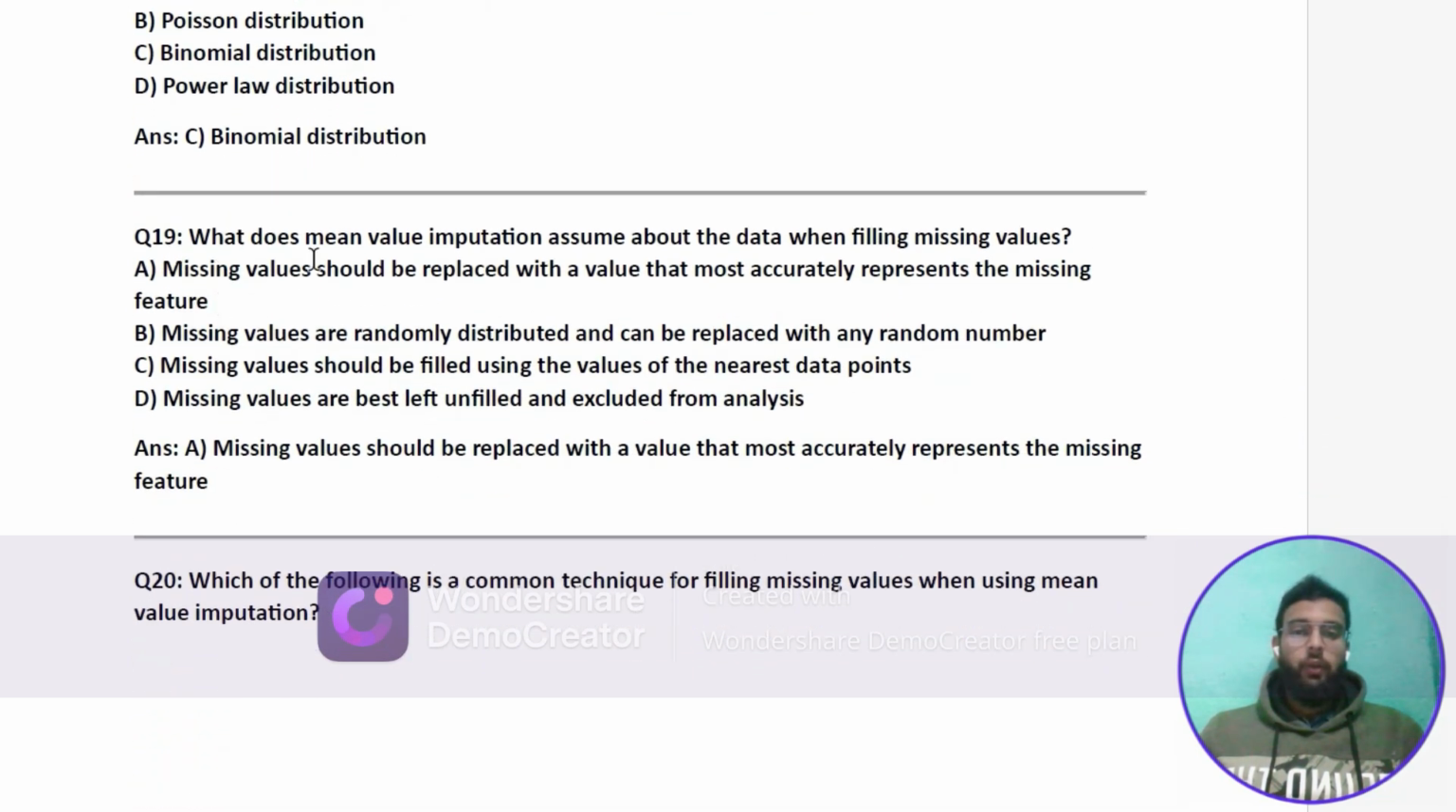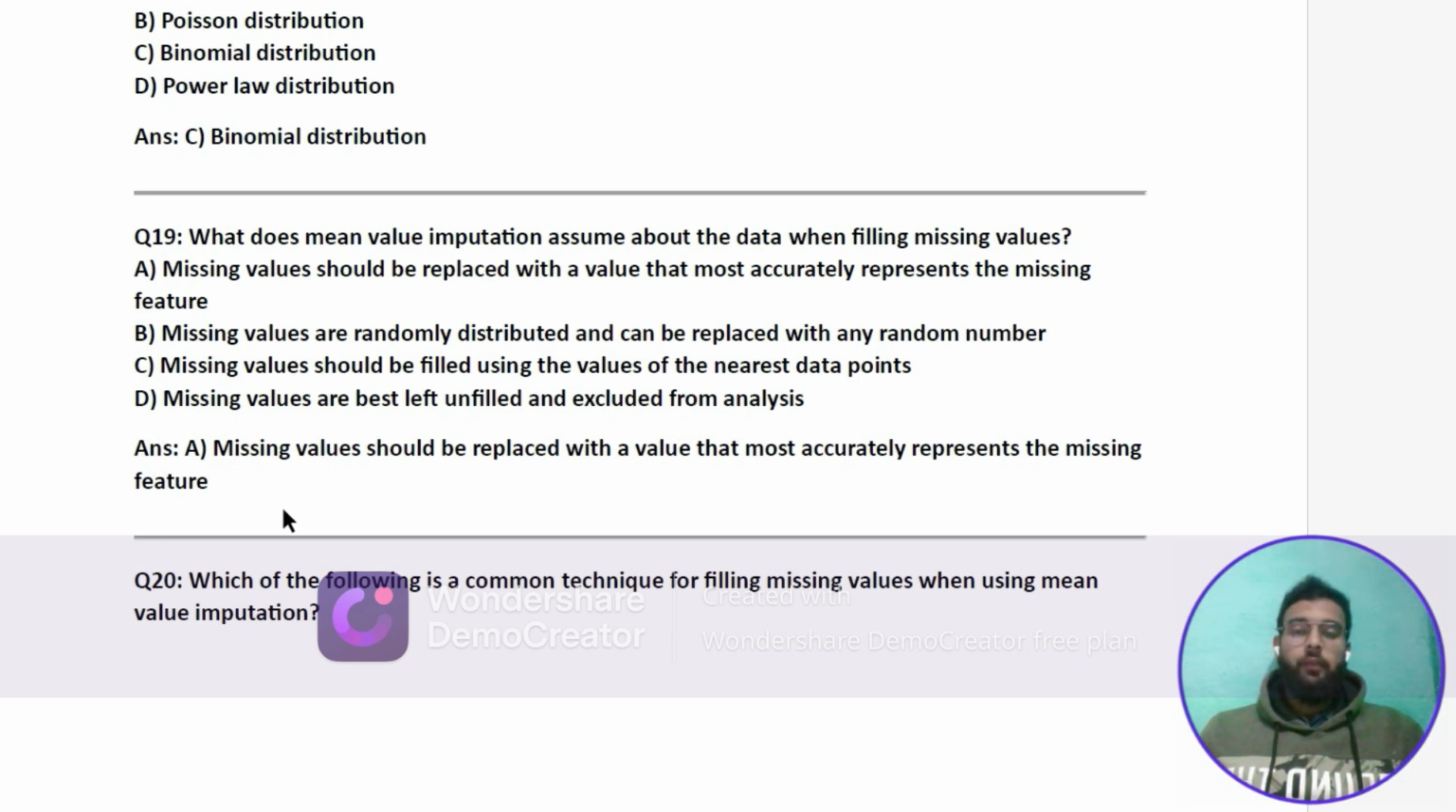The 19th question is, what does mean value imputation assume about the data when filling missing values? A. Missing value should be replaced with a value that most accurately represents the missing features. B. Missing values are randomly distributed and can be replaced with any random number. C. Missing values should be filled using the values of the nearest data points. D. Missing values are best left unfilled and excluded from analysis.